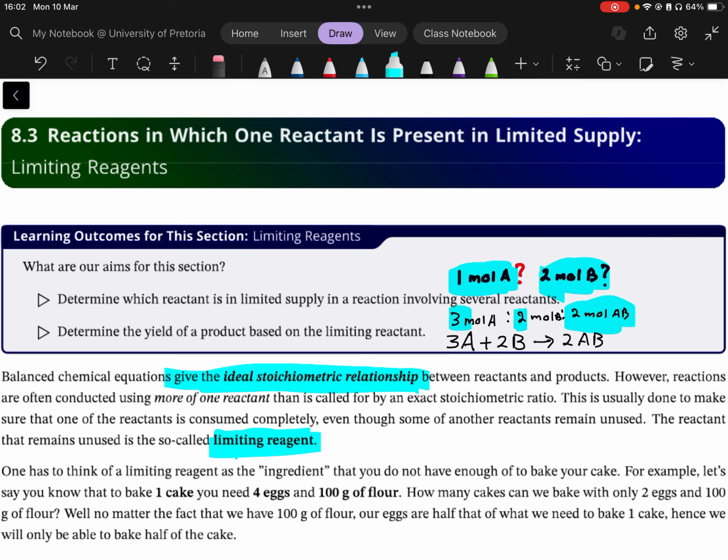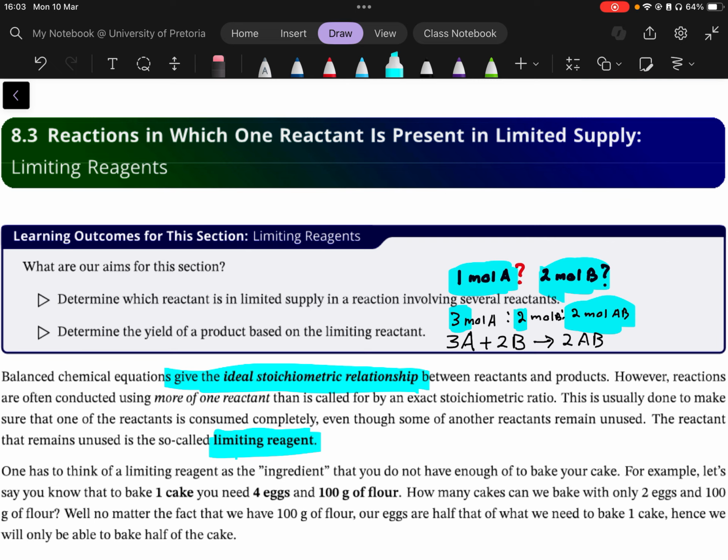So meaning that there is going to be less AB that forms than if there were 3 mole of A that were reacting. And that's basically what a limiting reagent does. It dictates how much of a reagent will react and how much product will form.